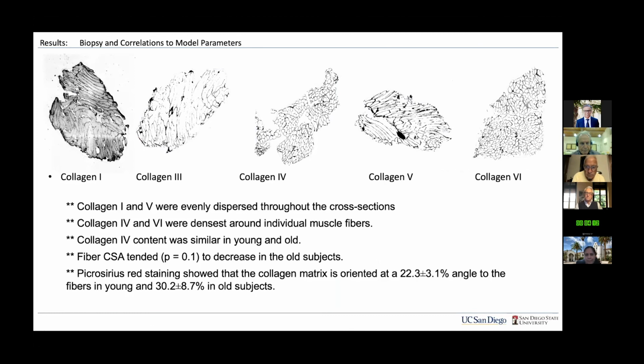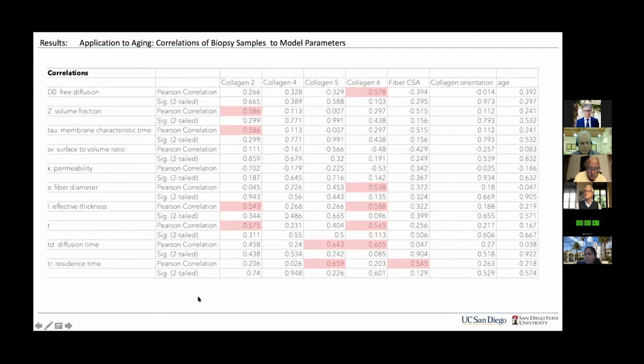The biopsy results, I'll just say that there were two important findings from biopsy of the same subjects, by the way: fiber CSA tended to decrease in old subjects, and the main thing they found was that the collagen matrix orientation changes from 20 degrees for fibers in young to 30 degrees. So we tried to find some correlations between the model-derived diffusion parameters and the biopsy parameters.